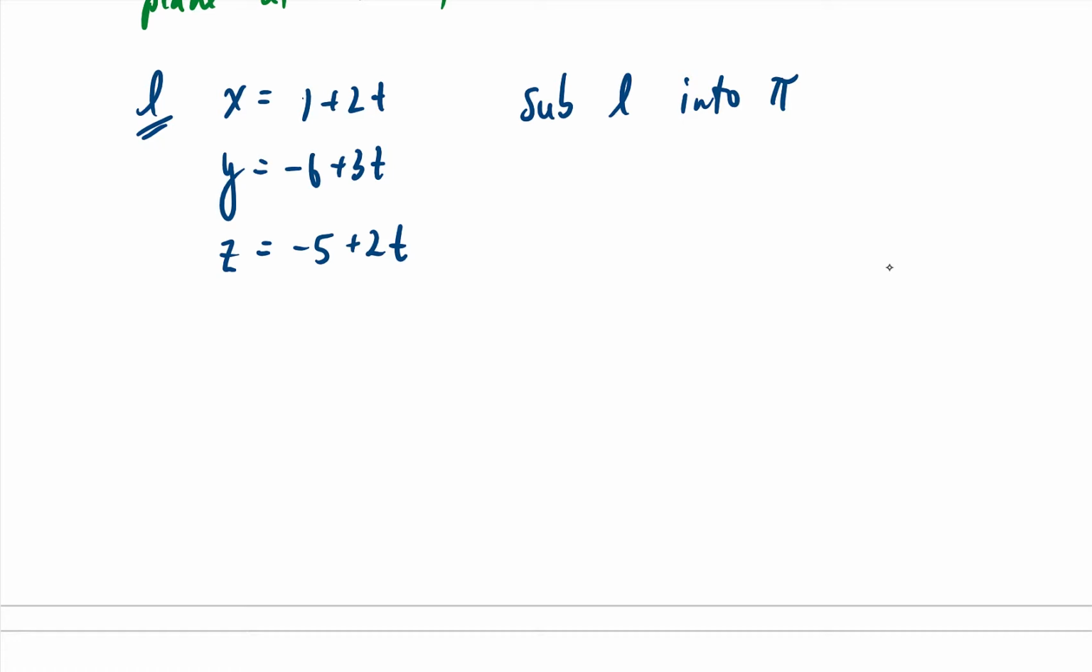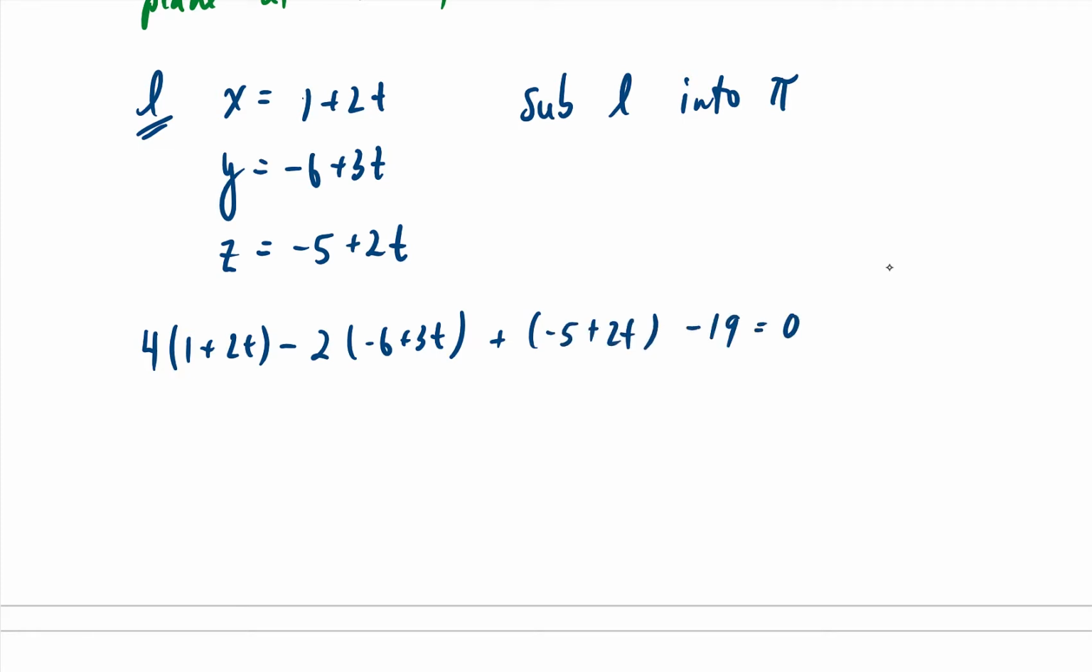So let's sub L into the plane, and we get the following. We get 4 times (1 plus 2t) minus 2 times (-6 plus 3t) plus (-5 plus 2t) minus 19 equals 0. So next you're going to expand all the brackets and solve for t. Take a moment now and try that yourself, and you should end up with t is equal to 2.